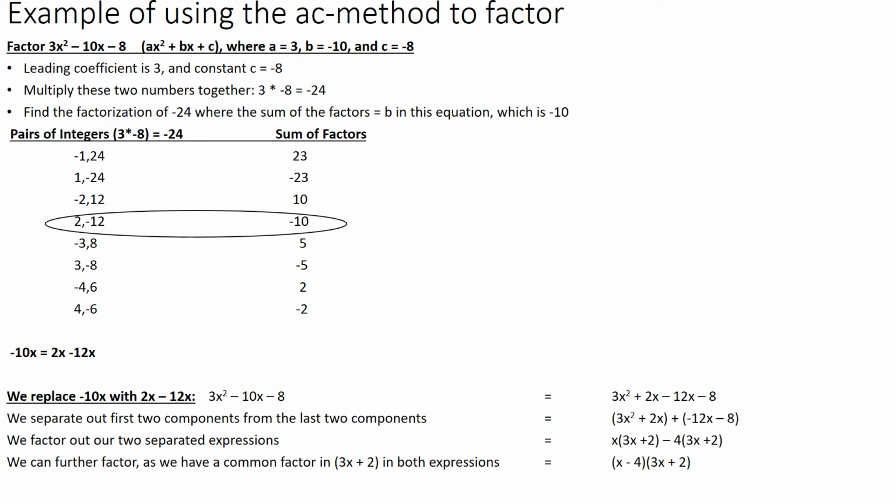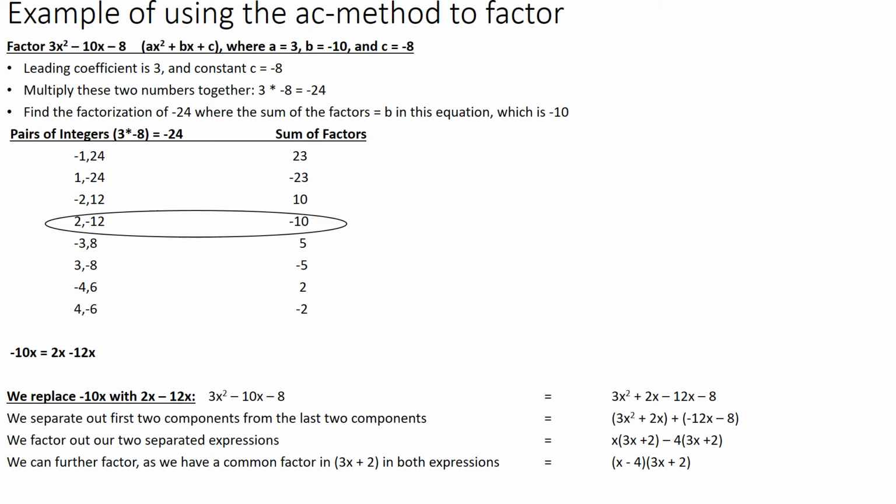And like before, I'm also going to create a table and then add those numbers together for those factors. Negative 1 times 24 is negative 24. Negative 1 plus 24 is 23. And I'm looking for the one that matches the b of negative 10. And it's the fourth one down, which I've circled here. 2 times negative 12 is negative 24. 2 minus 12 is negative 10, and that matches my negative 10, but we're not done.